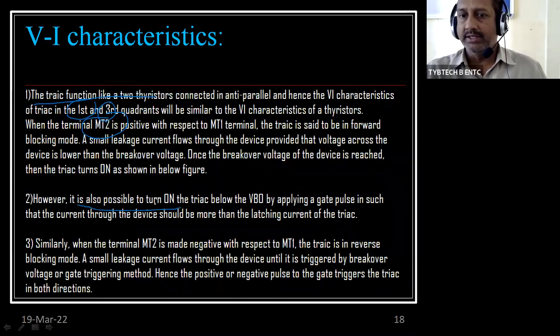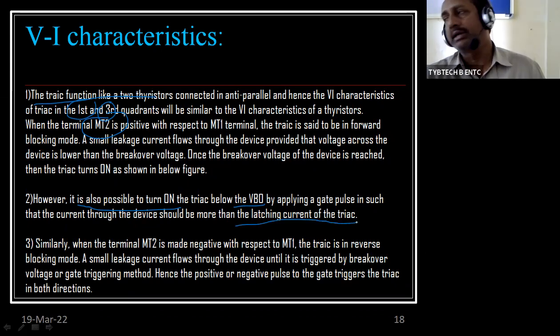Another way is that it is also possible to turn on the triac below VBO. VBO is the only one voltage, and below that, if you want to trigger the triac, what is the alternative? Give the gate pulse. So that is what is written: by applying a gate pulse such that the current through the device should be more than the latching current of the triac. We know the holding current and latching current.